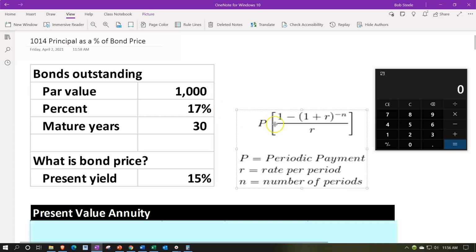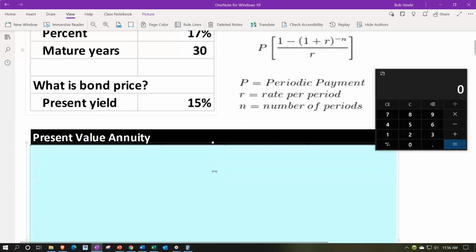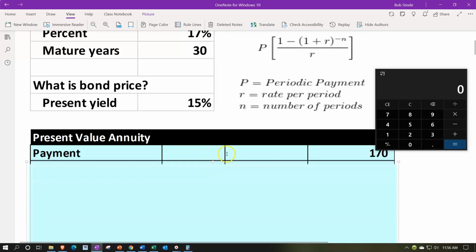Then the numerator, 1 minus 1 plus R. R then is going to be the market rate, 15%. And then to the negative N, that's going to be the 30 periods, over R, once again, market rate, the 15. Let's go on down and break this out into our table. We're going to put this in a table format.